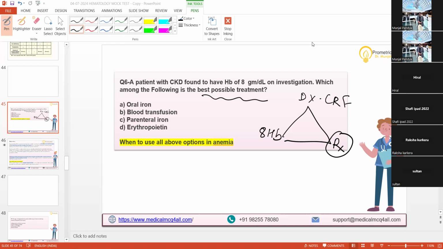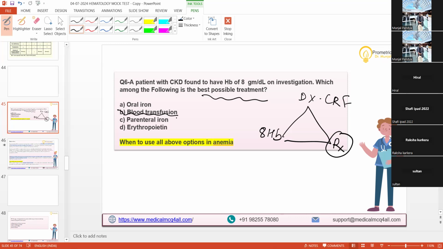Anemia is at the 8 level, but there is no need for blood transfusion. So I'll remove blood transfusion. Let me help you exclude the options one by one. Blood transfusion is not needed. Now select among the three. One is gone absolutely. Now you can give oral iron, parenteral iron, or erythropoietin.